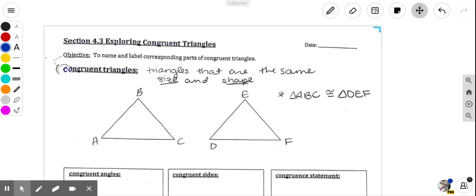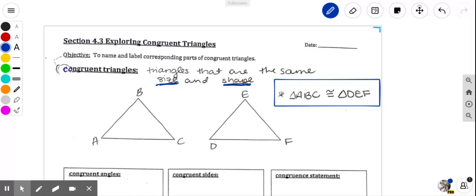Hey everyone, so this next lesson is about congruent triangles, and for the next few classes we'll be talking about congruent triangles, but this is kind of like the introduction to it. First of all, triangles are congruent if they are the same size and shape, so everything about them is identical. When triangles are congruent, you can write something called a congruent statement. That's what this is right here. A congruent statement is just stating that the triangles are congruent.